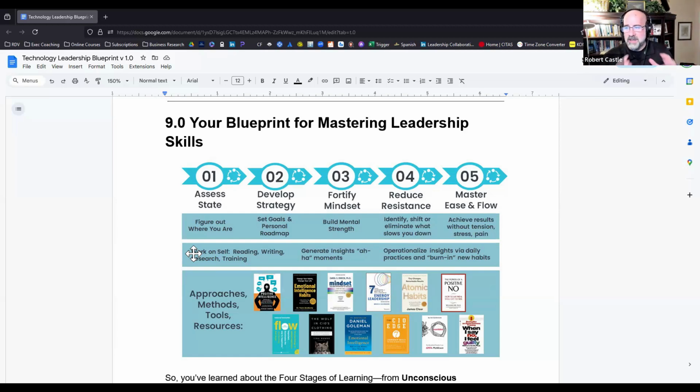And the third part of the process is fortifying your mindset. So building the mental strength to go through this journey. The 4th step is reducing resistance. So identifying or shifting or eliminating that which is slowing you down or holding you back. And then finally, you get to the 5th stage, which is mastering ease and flow, and you're achieving results without tension, without stress, and without pain.